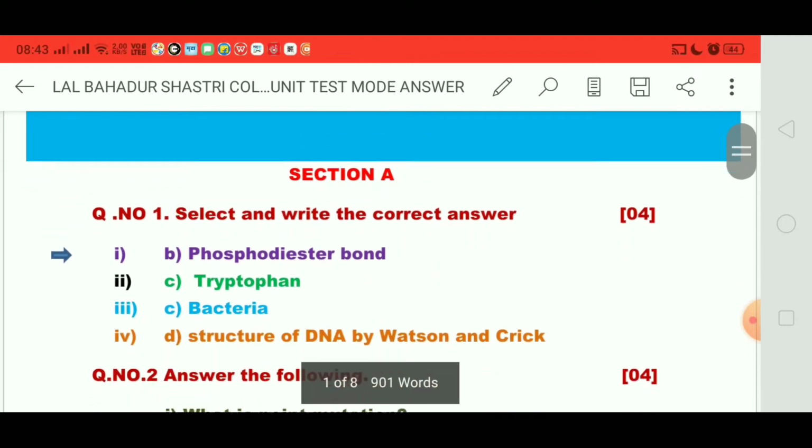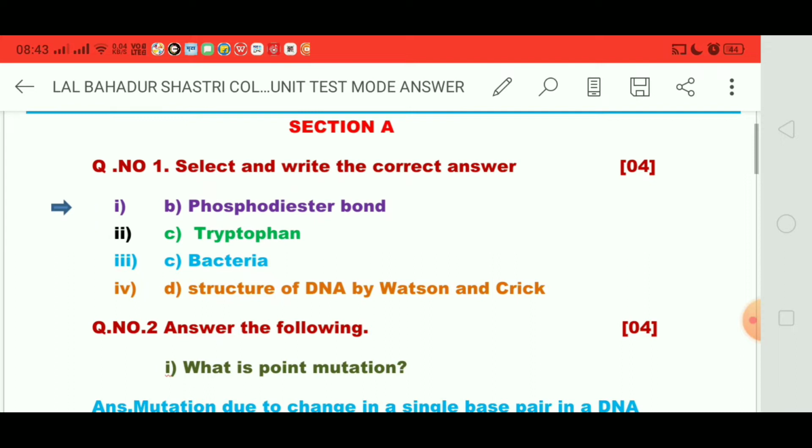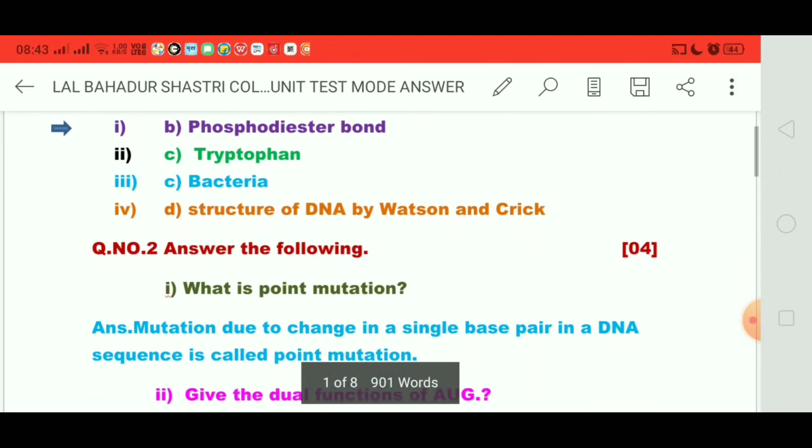Section A. Question number 1. Select and write the correct answer. The phosphodiester bond, tryptophan, bacteria and structure of DNA by Watson and Crick's model. Then question number 2, answer the following.